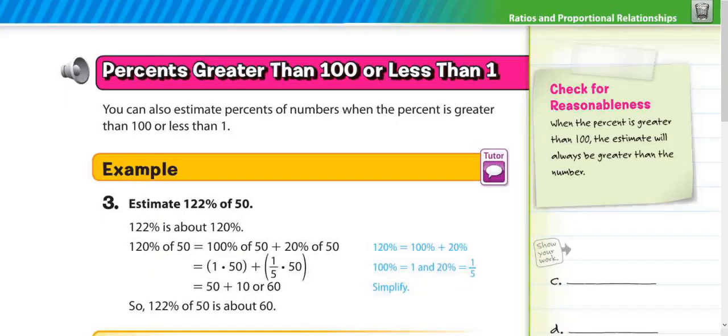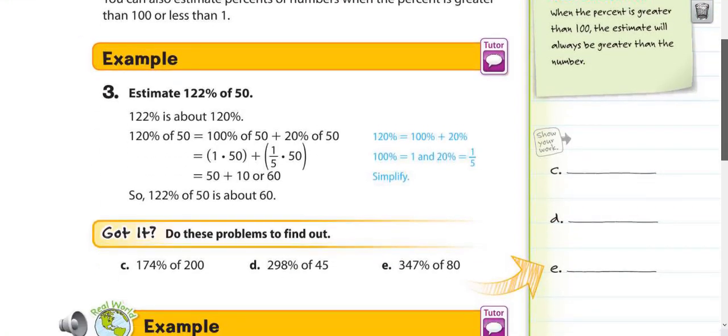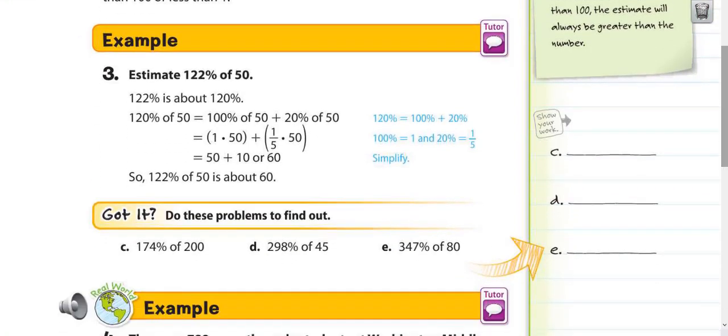Okay, as you can see, this next page is titled percents greater than 100 or less than 1. So there are percents greater than 100 sometimes. You'll hear them talk about a company's earnings went up 150%, or there's a shortage of toilet paper, and so the price of toilet paper went up 200%. So sometimes you can have percentages that are greater than 100.